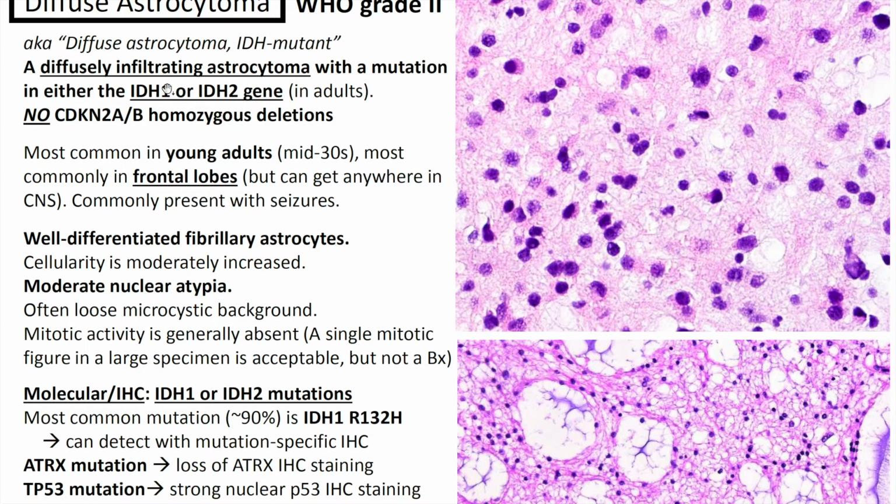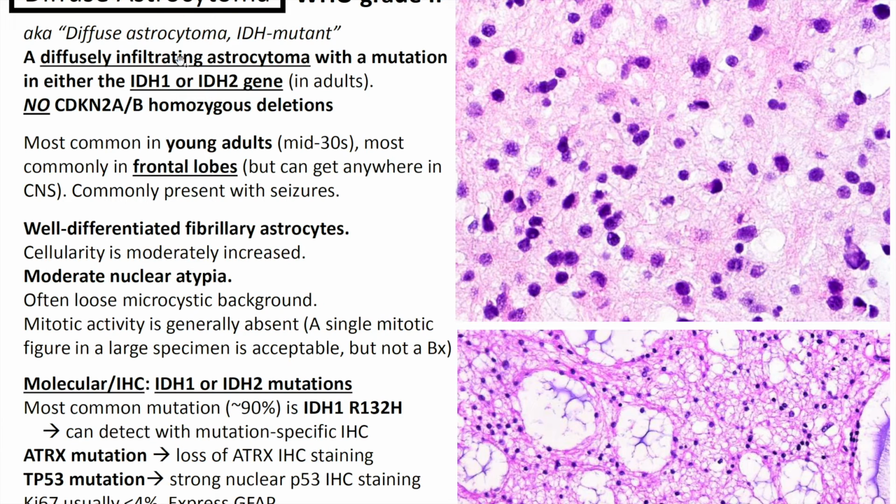Most commonly, diffuse astrocytoma WHO grade 2 is going to occur in young adults in their mid-30s, most commonly in the frontal lobes, but can occur anywhere in the central nervous system. Common presentation for neuropathology in general is seizures, as you can see with this type of tumor.